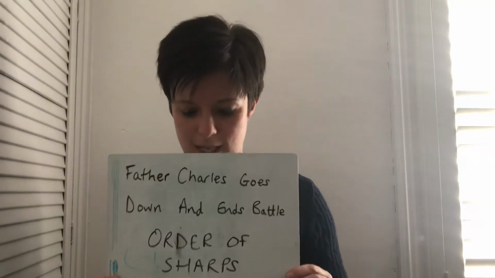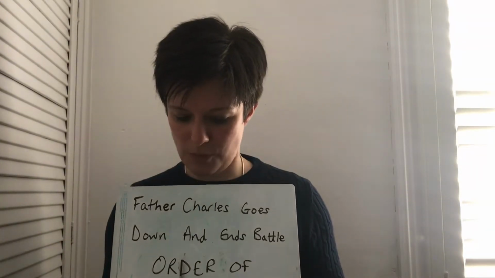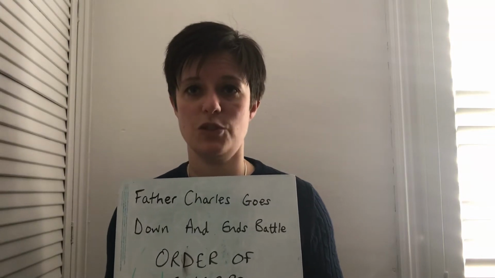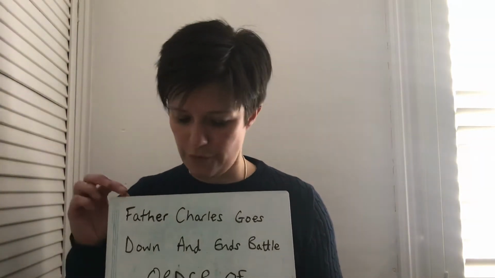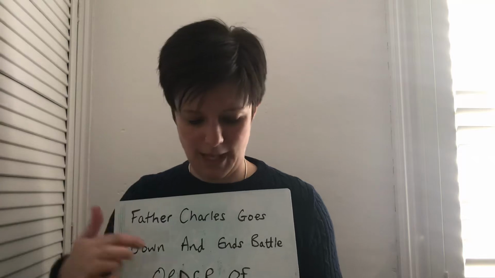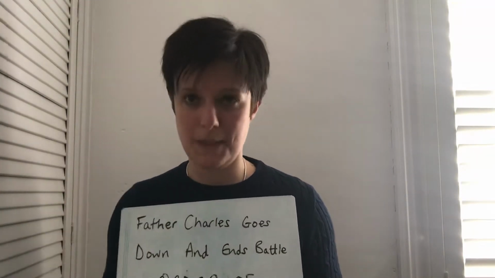of sharps. So first we have the order of sharps, and this little rhyme is probably the best because it works both ways for sharps and flats. So we've got Father Charles goes down and ends battle. So that's F sharp, C sharp, G sharp, D sharp, A sharp, E sharp and B sharp.